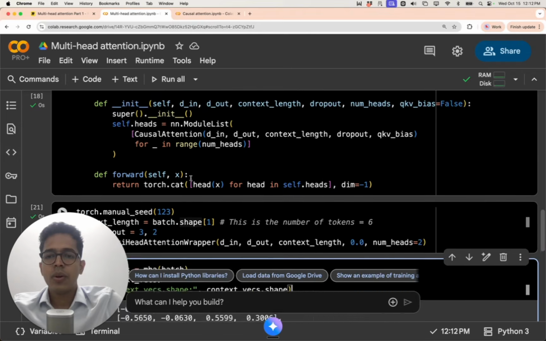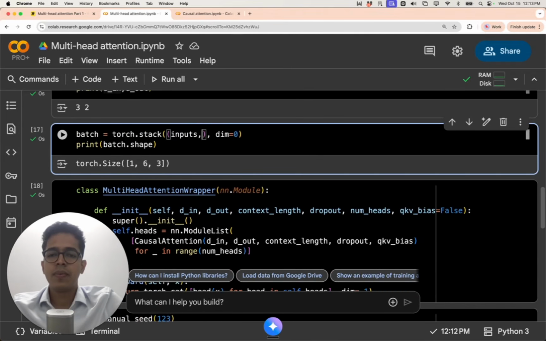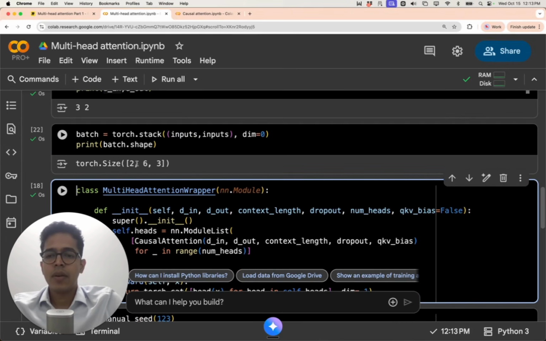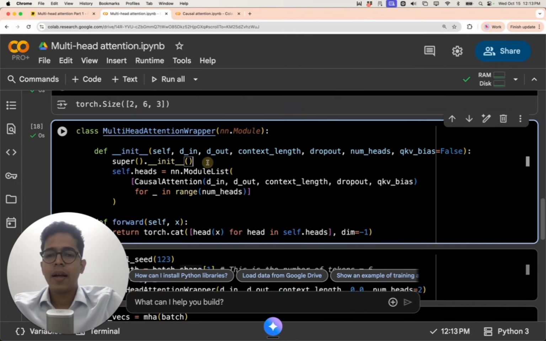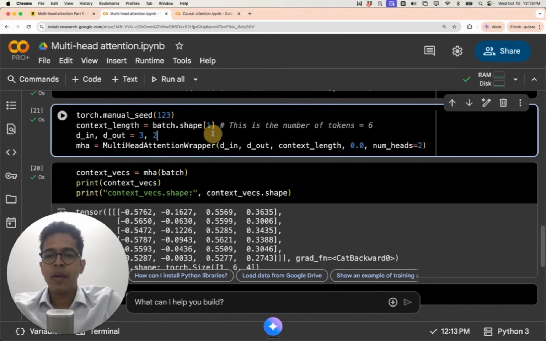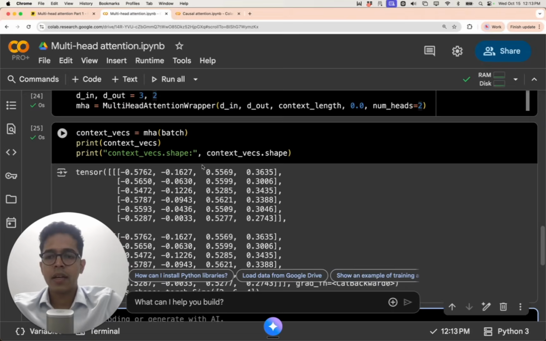And I also want to show you what happens if my batch size was 2. So now it's batch size 2. Same inputs we are repeating, though ideally they would be different. And you will have two such context vectors corresponding to each batch.